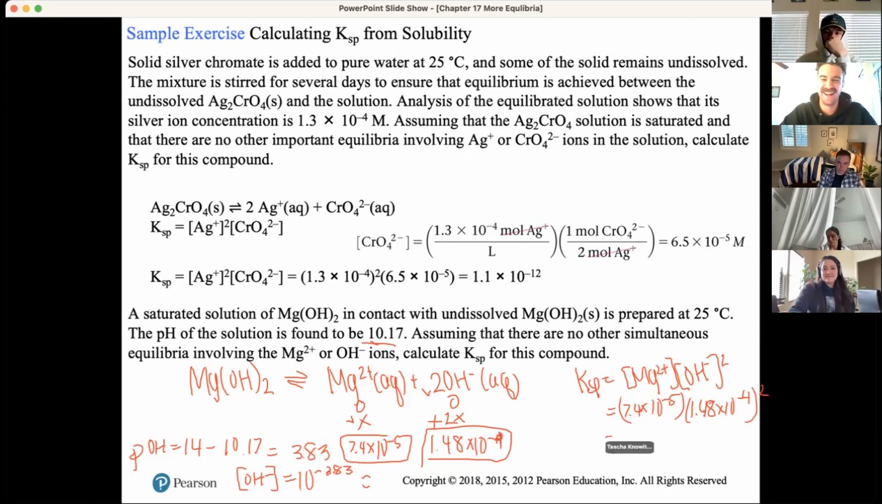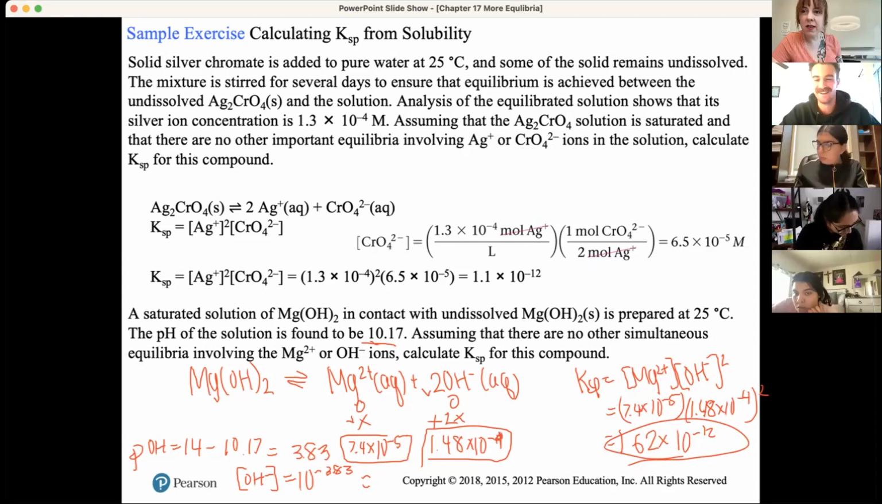It's good. Okay, so that is 1.62 times 10 to the negative 12. Units? No units, no units. Okay, we're still happy about that, no units.